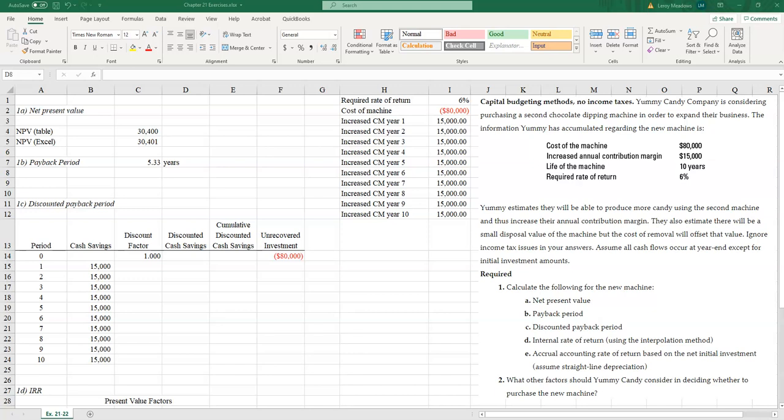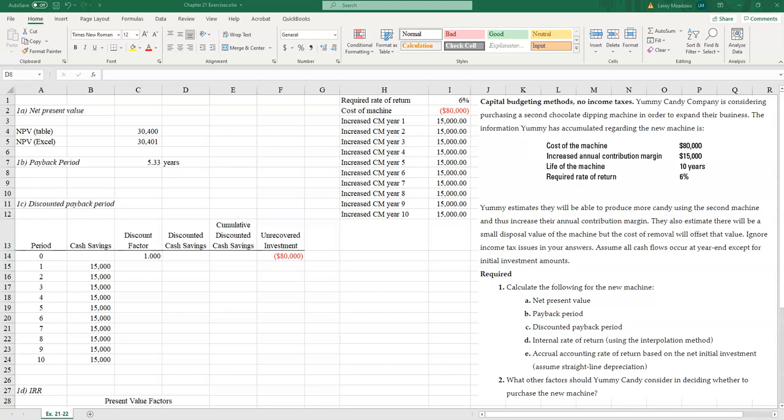Now, I can offset one of the two weaknesses, and that's taking into account the time value of money with the payback period. What we're going to do is take the payback period, discount each one back to the present value, and then we'll figure out a payback period from there.